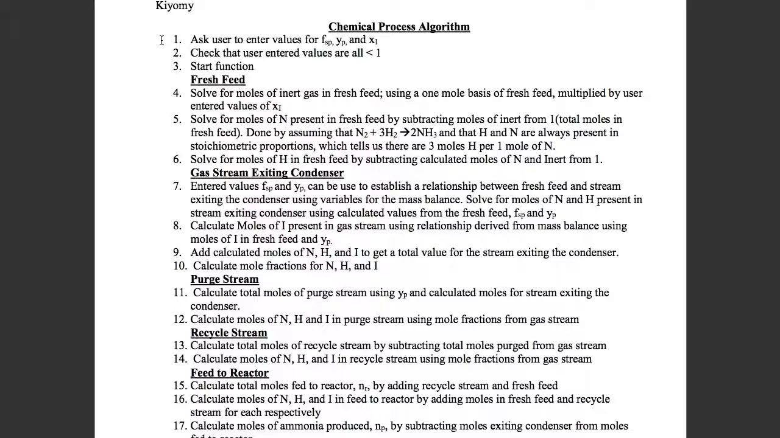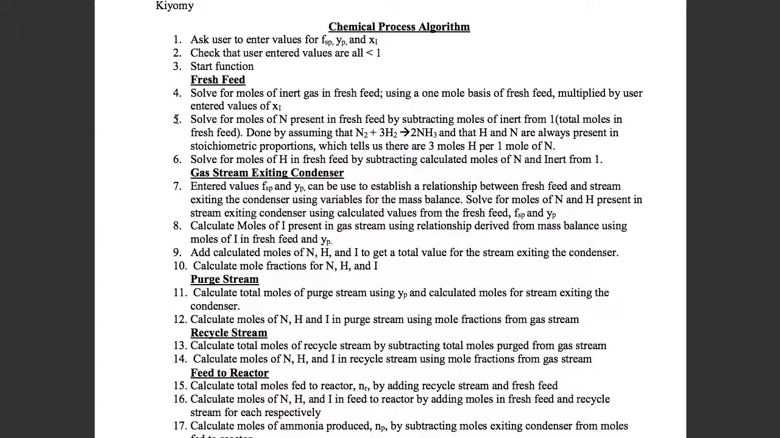We're going to solve for the moles of inert gas in the fresh feed using a basis of 1 mole of fresh feed multiplied by the user entered value of XI. We're going to solve for moles of nitrogen present in the fresh feed by subtracting moles of inert from 1, total moles in fresh feed, by assuming that N2 plus 3H2 reacts to 2 NH3, and hydrogen and nitrogen are always present in stoichiometric proportions, which tells us there are 3 moles of hydrogen per 1 mole of nitrogen throughout the whole reaction.